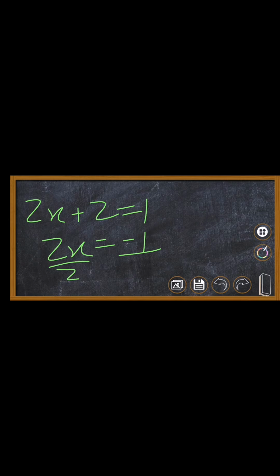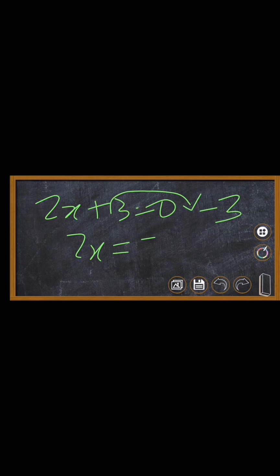So let's have a look at 2x plus 2 is equal to 1. If you put 2x on one side, we have 2x is equal to 1 minus 2, which is negative 1. And we divide both sides by 2, we get x is equal to negative a half. Now let's have a look at the next question.